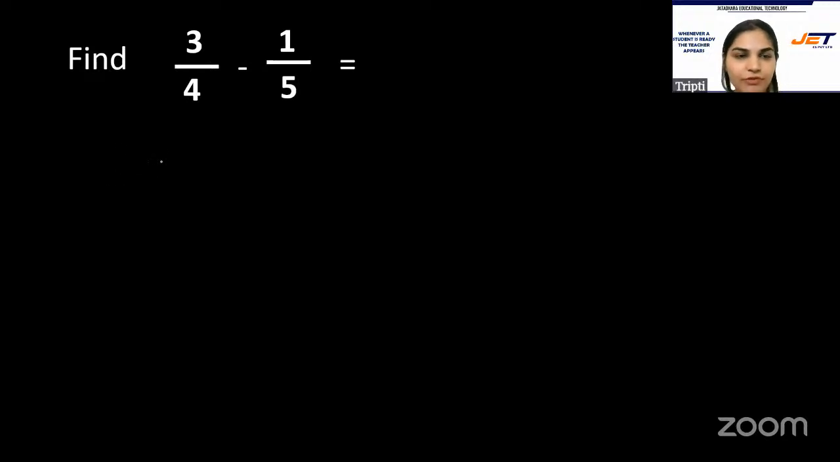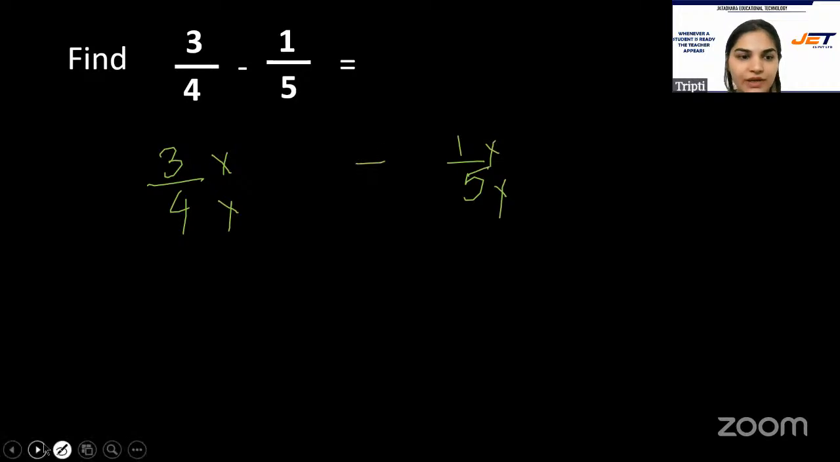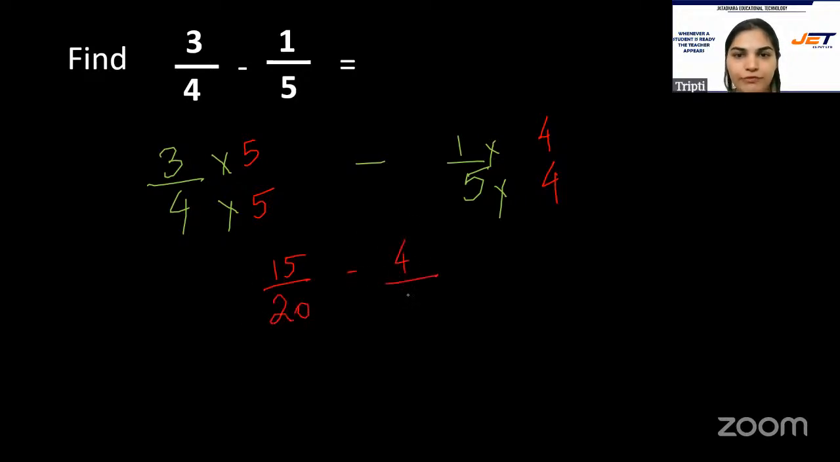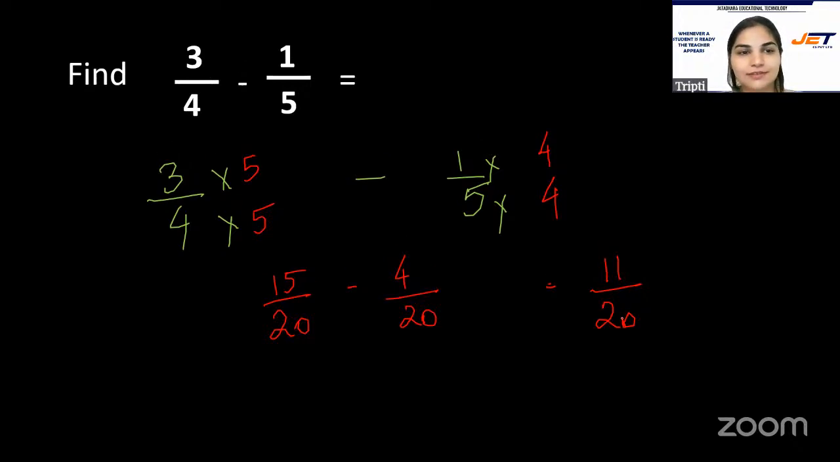Look, 3 by 4, 1 by 5, I'll make the denominator the same. Like the other way, you multiply the denominator of the second fraction with the first fraction, like 5, 5, 4, 4. 3 times 5 is 15, 4 times 5 is 20, minus 1 times 4 is 4, 5 times 4 is 20. 15 minus 4 is 11 by 20. So subtraction is also similar to addition. Just the signs are changed, nothing else.